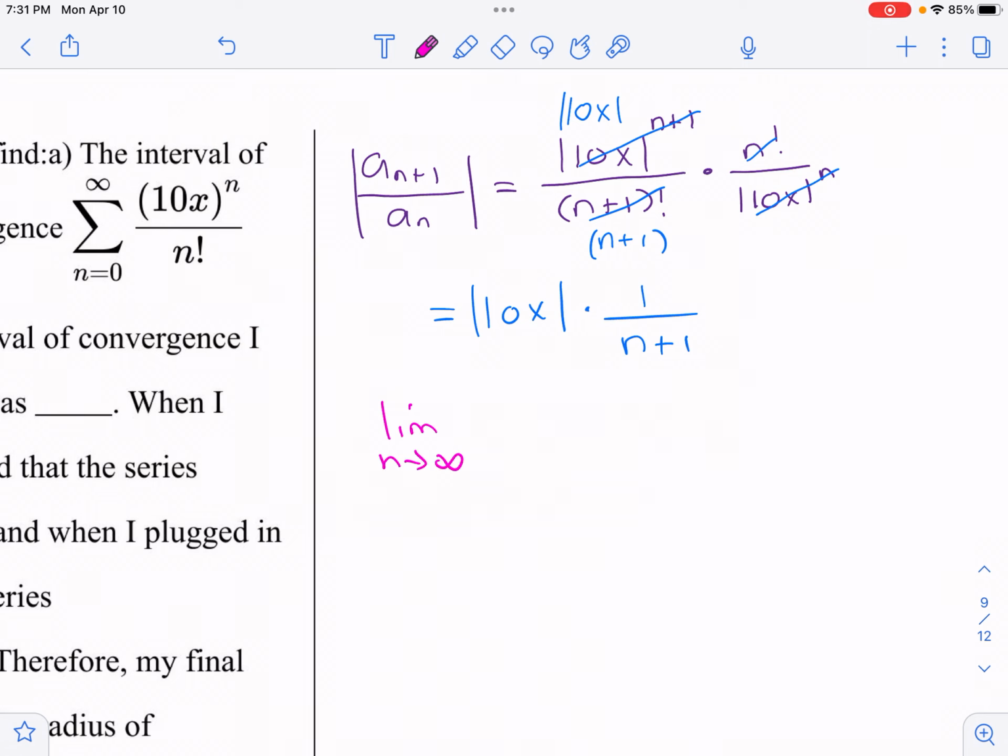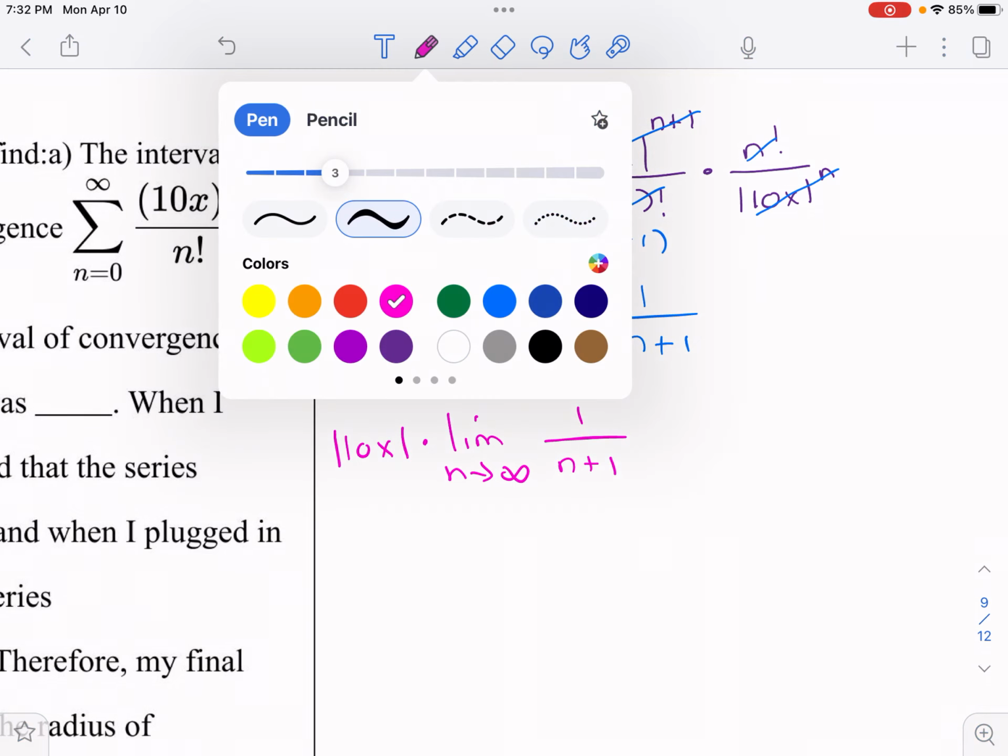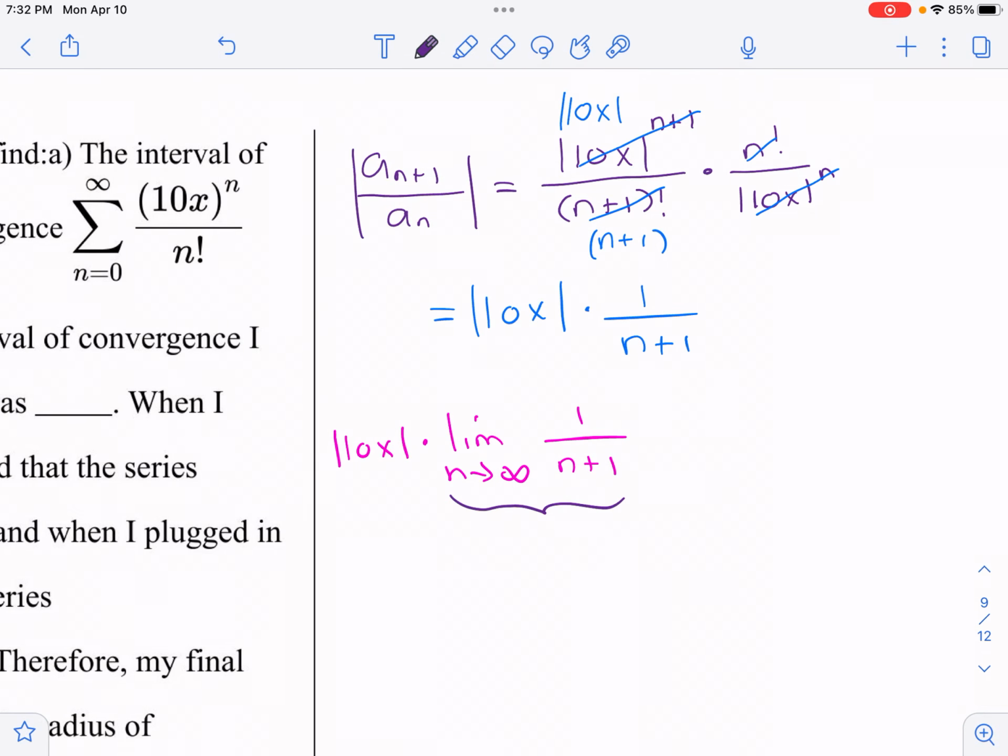I usually like to take anything that doesn't have an n in it out of the limit, and then you can just focus your attention on what's going on here. So hopefully, without too much thought, you realize that that limit equals 0, right? So you get that. Now 0 is less than 1 no matter what. So it doesn't matter what you plug in for x. You can plug anything in for x, and the limit of the ratios will still go to 0.